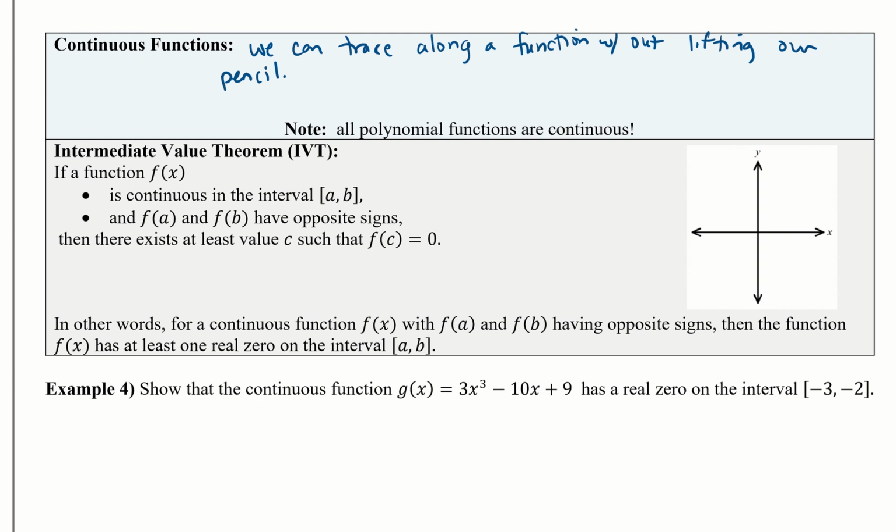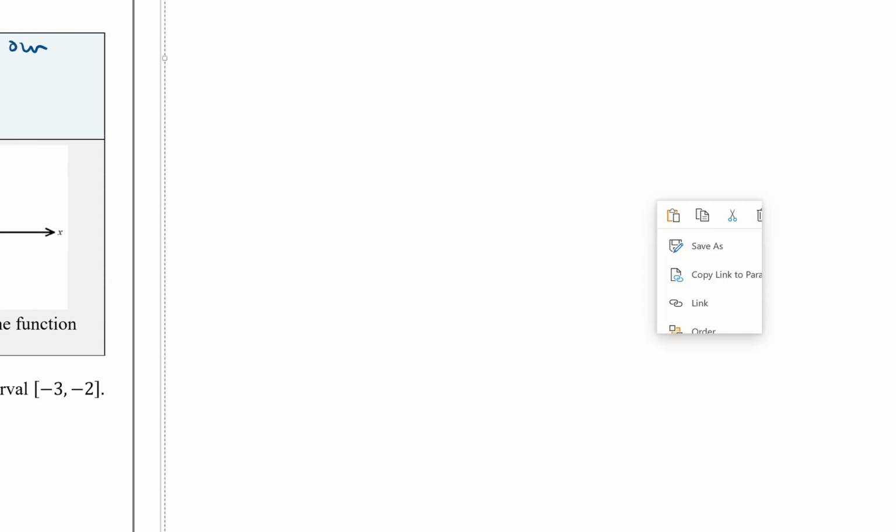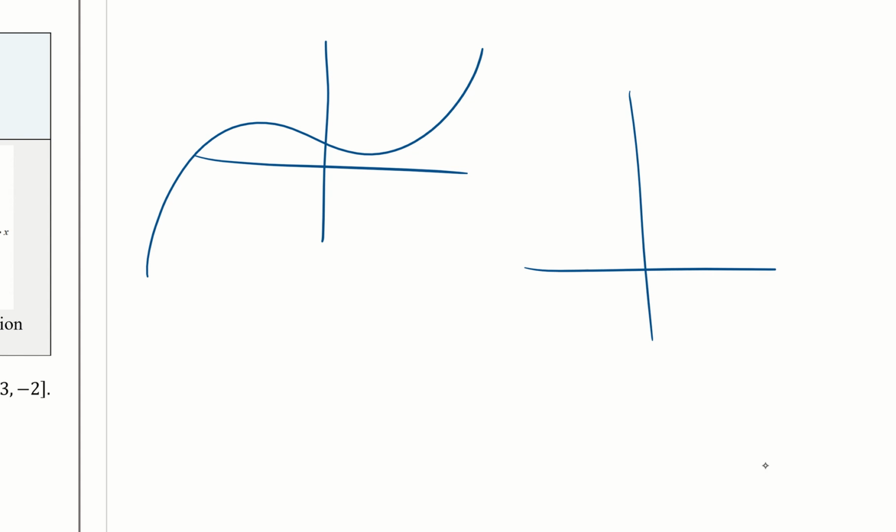But a continuous function, again, we can trace along it. We never lift our pencil. So here's a couple examples. Here's a continuous function. Okay, I could trace that. I never lifted my pencil. Here's one that's not continuous.